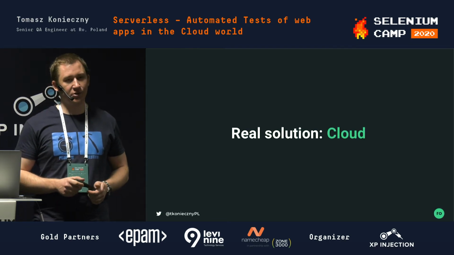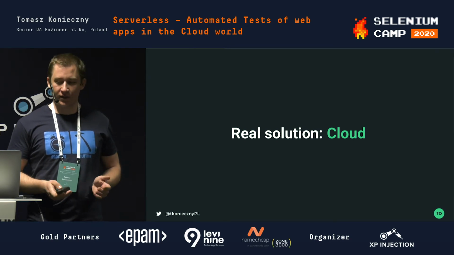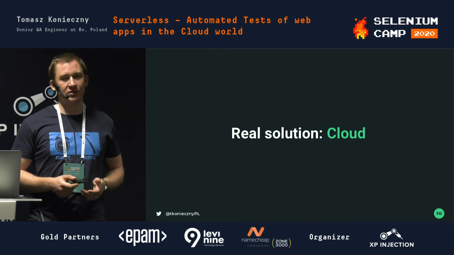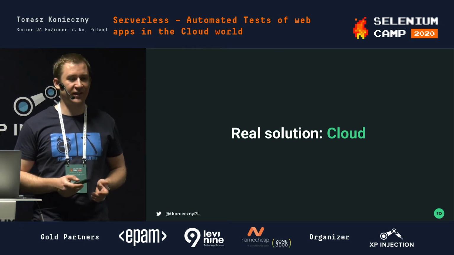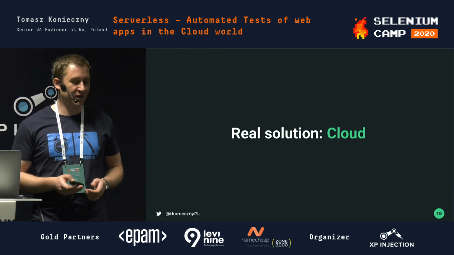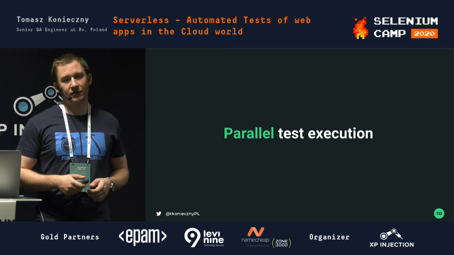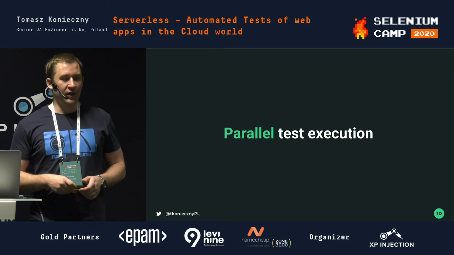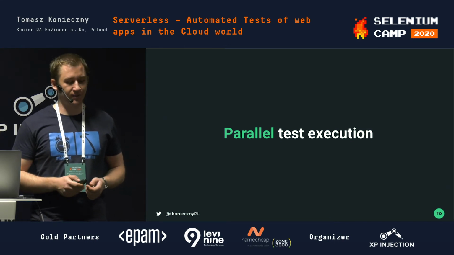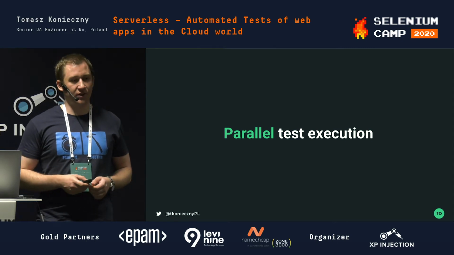In my opinion, the real solution is cloud. And the really important thing here is to use cloud properly. So not the same virtual machines again and again. I mean using cloud properly, services that can be really useful in a specific case. And in this case, if we have 500 Selenium tests, definitely we should go with parallel test execution. It should be our goal, because that's the only option to really reduce the execution time.